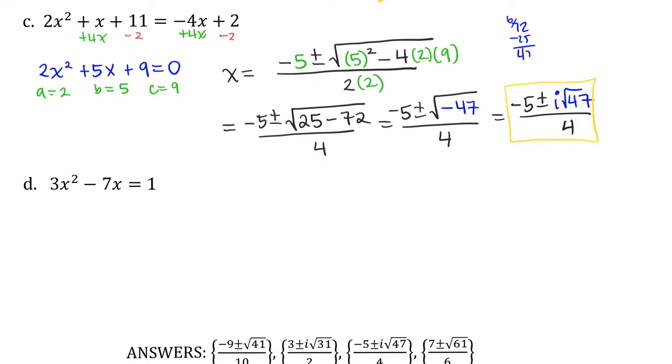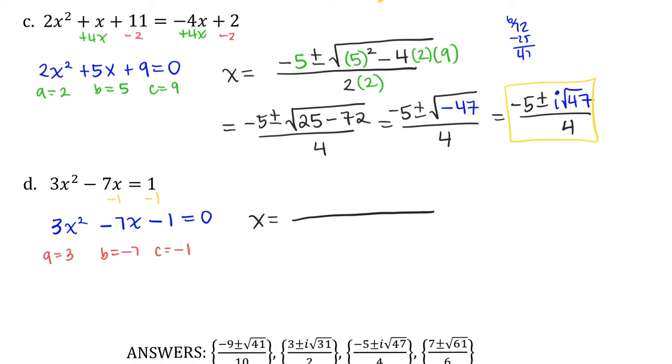Okay, I'm going to do one more with you. Okay, d: 3x squared minus 7x equals 1. Not in standard form. It doesn't matter which side I make 0. Since this side only has the 1 on it, I'm going to go ahead and minus the 1 over to the other side, which is going to give me 3x squared minus 7x minus 1 equals 0. Okay, so what do I have? I have A is 3, B is minus 7, and C is minus 1. And you don't have to write it every time, but you need to know what it is.